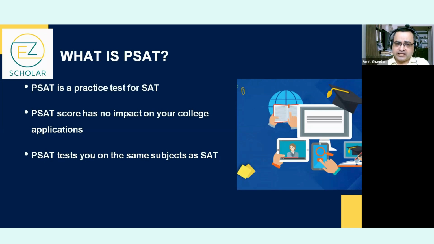SAT is out of a maximum score of 1,600. We just discussed that. PSAT is slightly different. The maximum score you can get on a PSAT is 1,520: 760 for English, 760 for math.